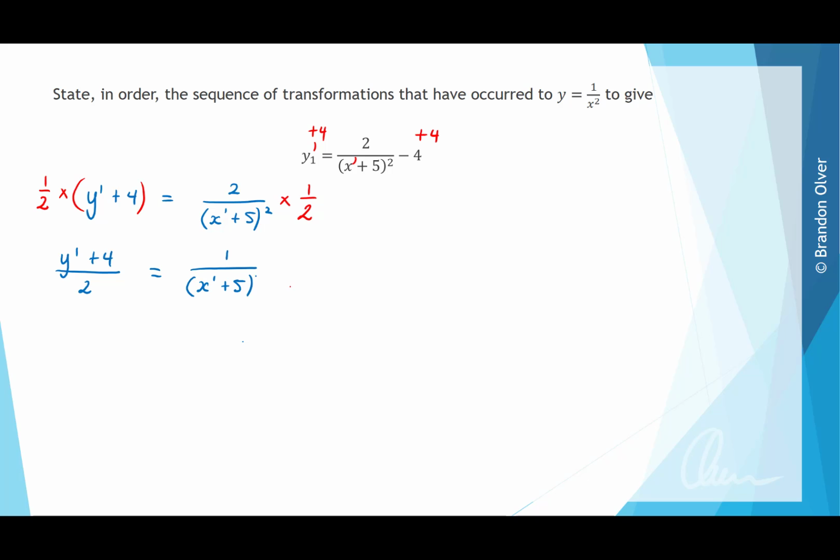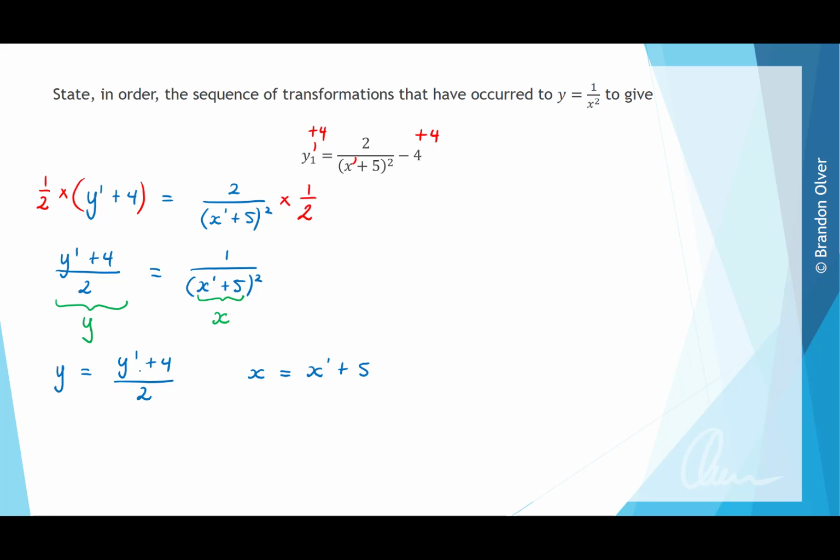plus 5 all squared. So at this point we now have a term involving y equaling 1 divided by a term involving x all squared. That means our equation now resembles the basic equation. So everything that's out here we can equate with y, and everything that's inside the square on the denominator we can equate with x. That gives us two equations. The first is that y is equal to y dash plus 4 divided by 2, and the other is that x is equal to x dash plus 5.